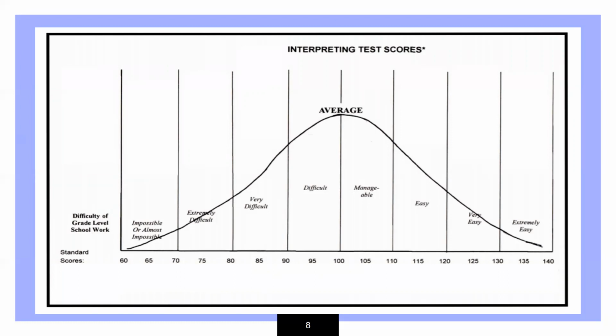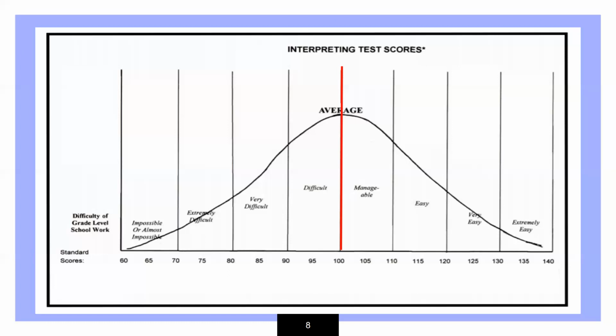On the bottom of this bell curve, you're going to see that the numbers listed from 60 to 140 are referred to as standard scores. Now our standard scores really can span from 40 to 160, but our curve here just goes from 60 to 140 because people rarely get above 140 or below 60. If you look at the very middle, you're going to see 100, and this marks our mean, or the exact middle of average.